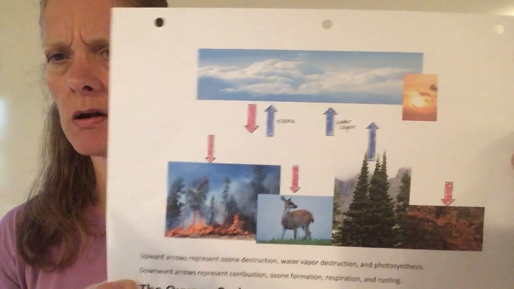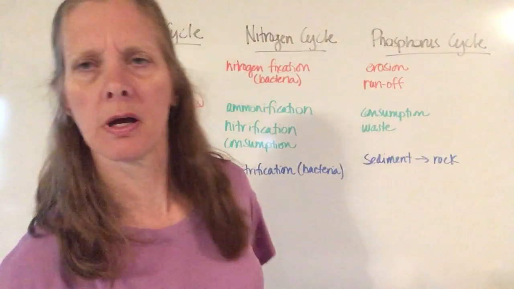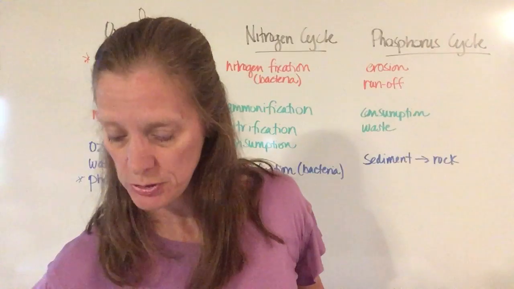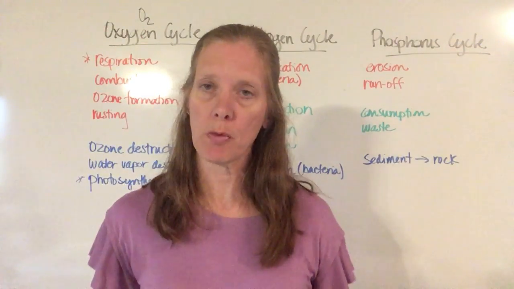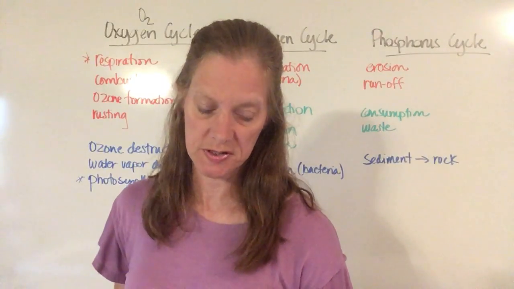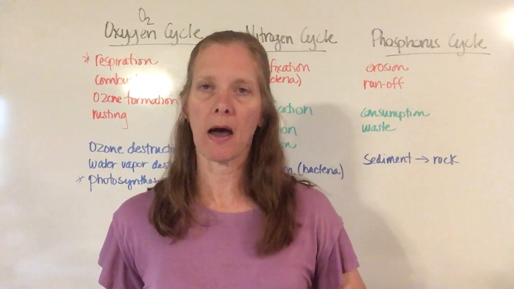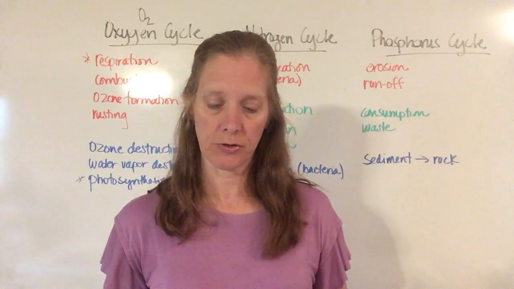Okay, so there is the oxygen cycle. The nitrogen cycle is going to probably be the one that seems to be the most complicated. The biggest thing that I want you to remember again about the nitrogen cycle is how it gets out of the abiotic into the biotic and then how it goes back. And so your red and your blue arrows are what you need to concentrate on.